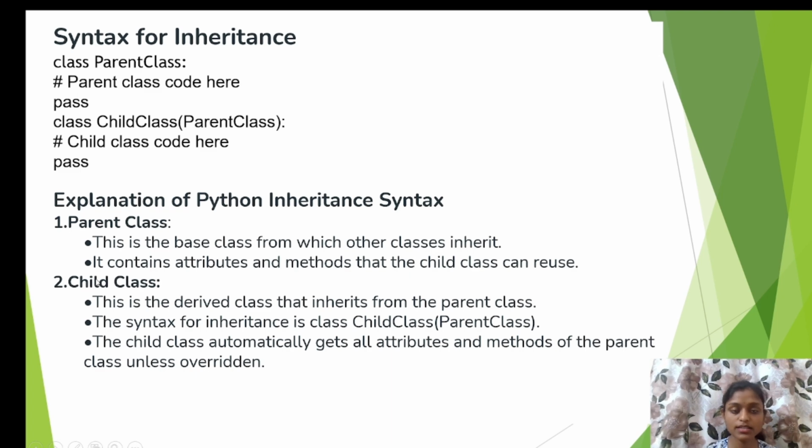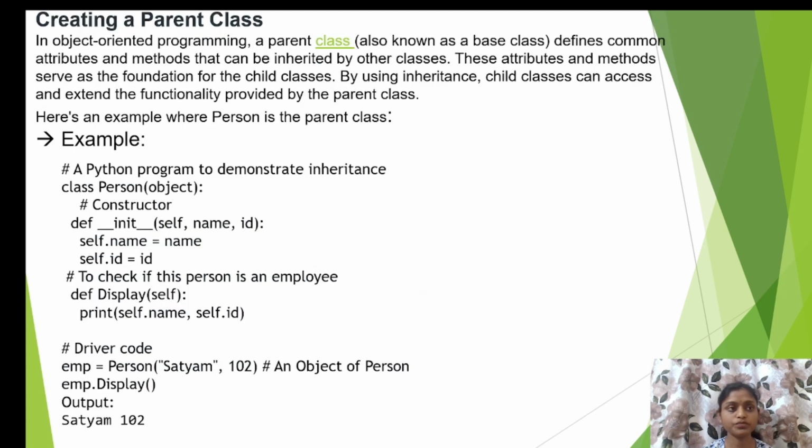Explanation of the Python inheritance syntax. Parent class is nothing but the base class from which other classes inherit, and it contains attributes and methods that the child class can reuse. Child class is the derived class that inherits from the parent class, and the syntax for inheritance is child class with the parent class. The child class automatically gets all attributes and methods from the parent class, unless overriding.